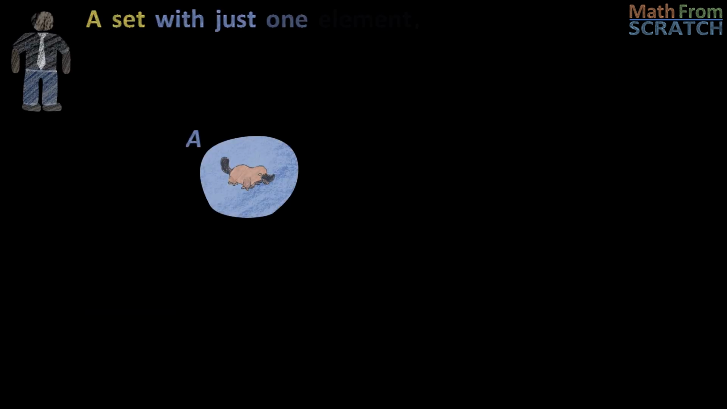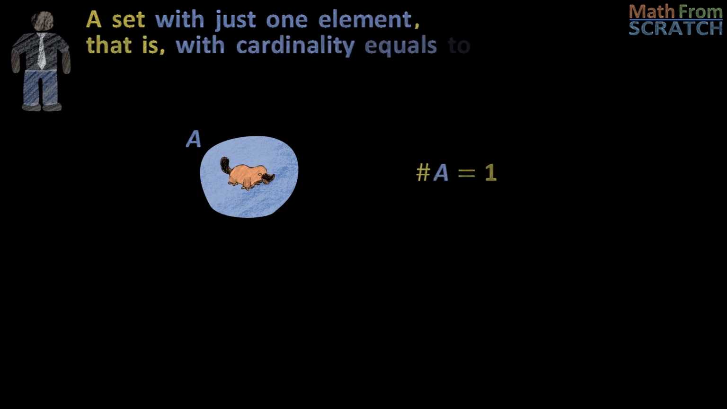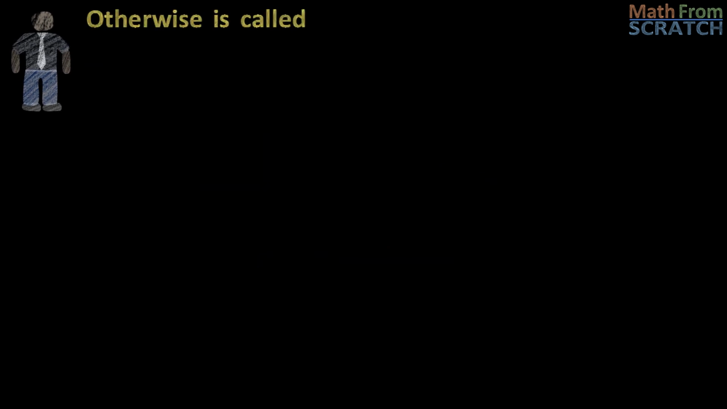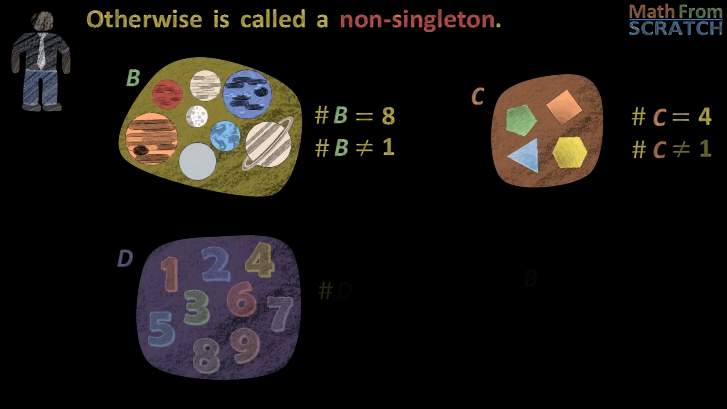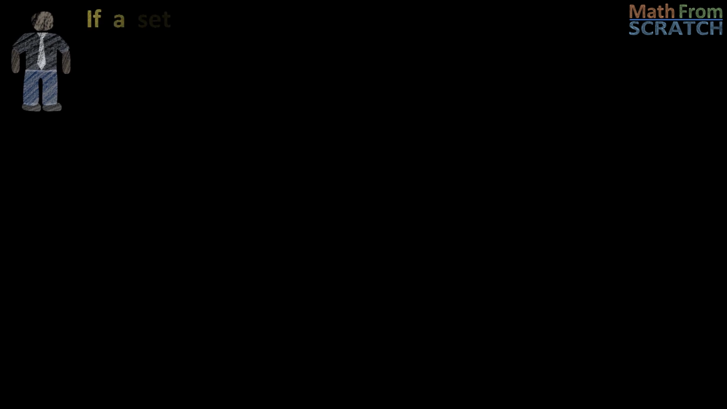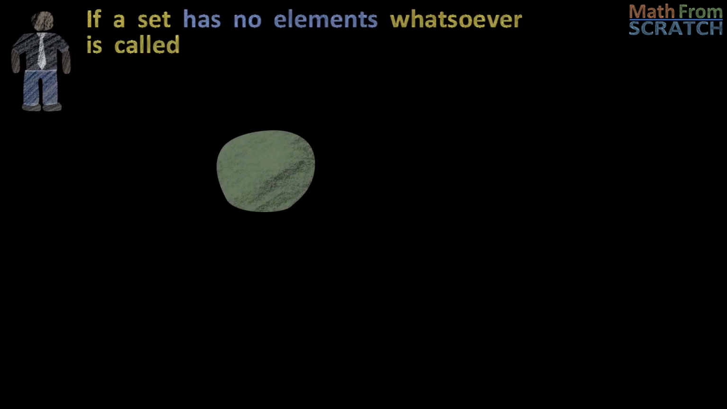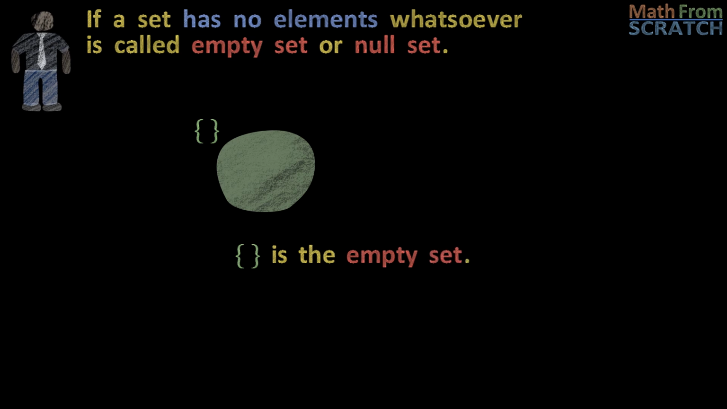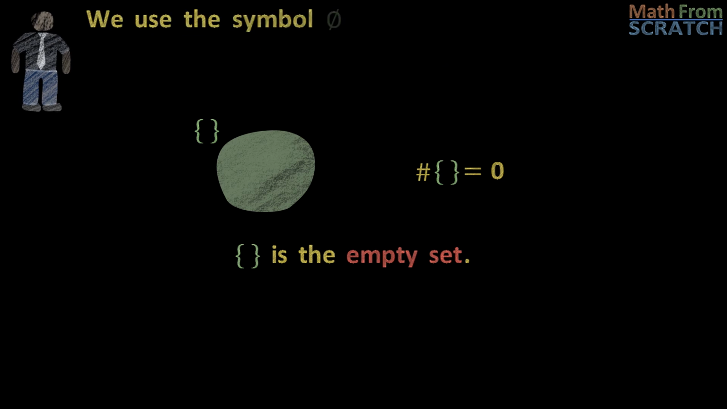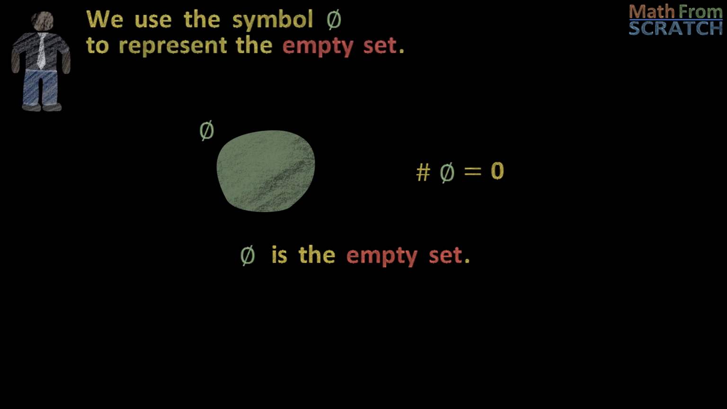A set with just one element, that is, with cardinality equal to 1, is called a singleton. The set A is a singleton. Otherwise, it is called a non-singleton. B, C, and D are non-singletons. If a set has no elements whatsoever, it is called the empty set or null set. A pair of curly brackets with nothing inside is the empty set. The cardinality of the empty set is 0. We use the null sign symbol to represent the empty set.